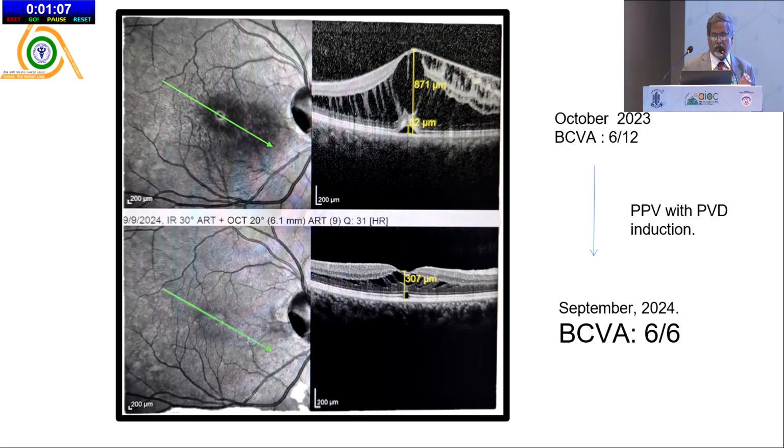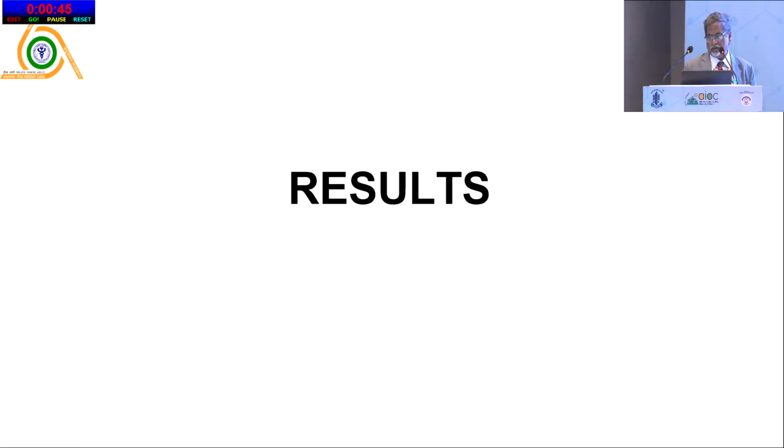So this is one of the cases where there is macular schisis, with fluid in all the layers in the neurosensory retina. This patient has a vision of 6/12, and we operated because the patient was complaining of metamorphopsia, and after 1 year there is a resolution. This is a case where we have done only PPV with PVD induction.